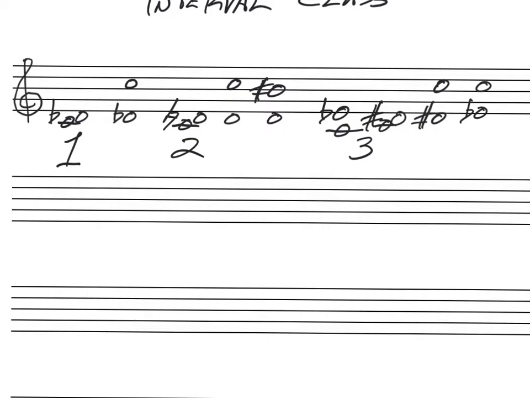All right. Interval class 4 is, you guessed it, major thirds, minor sixths, diminished fourths, doubly diminished sevenths, things like that. Okay? Interval class 5 is perfect fourths, perfect fifths, etc. And interval class 6 is what we've known as the tritone, the augmented fourth, the diminished fifth, etc.